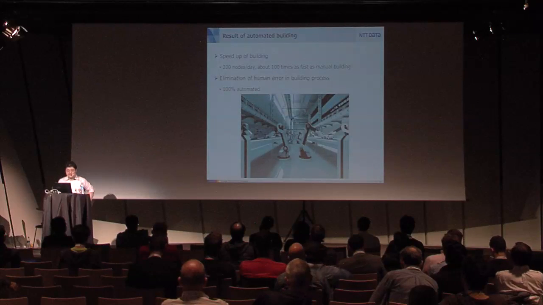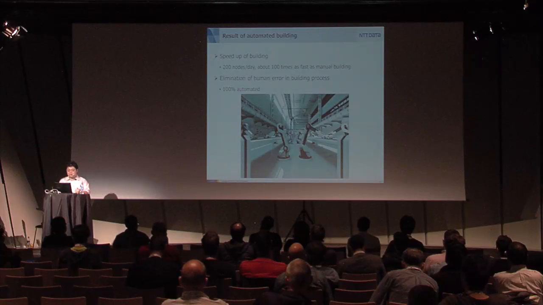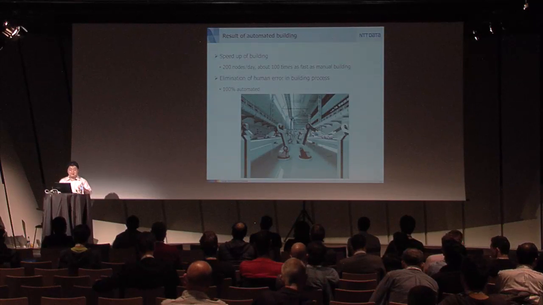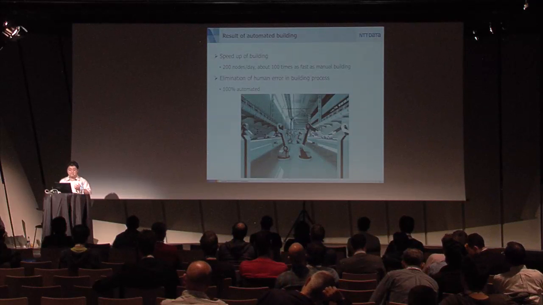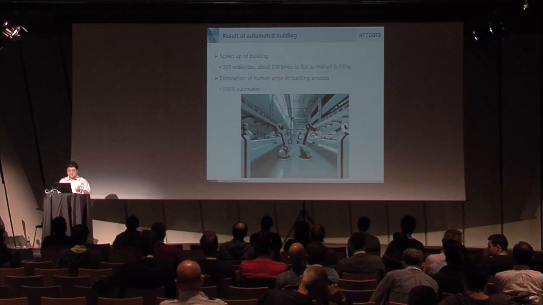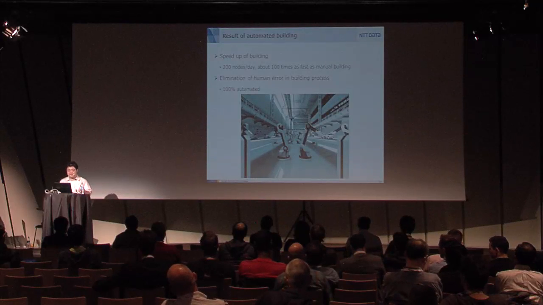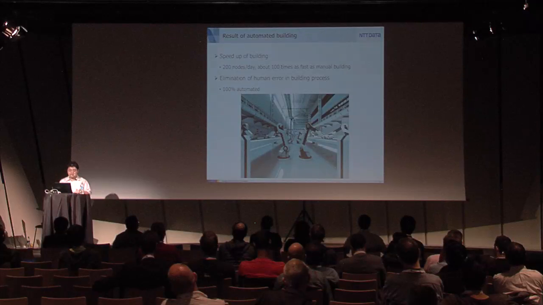In addition to the speeding up, we also improved the quality of building by eliminating human error in the building process. Humans sometimes make mistakes like typos of commands or skipping of lines and so on. In this tool, everything is automated and all you have to do is start your building tool. So you can validate the quality before you build the actual environment by testing building tools in your test environment.